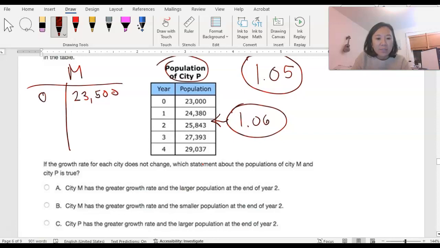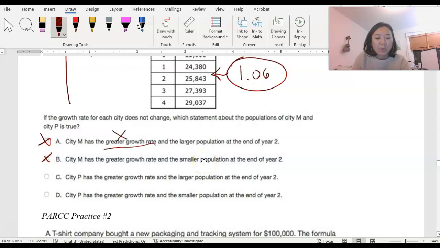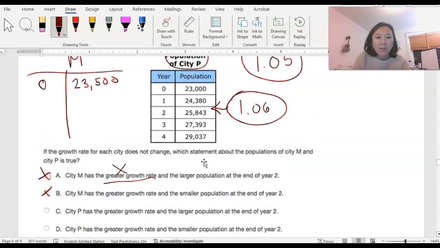So it says which one has the greater growth rate. It says city M has a greater growth rate. We already know this part is not true. So this cannot be true because city P has a greater growth rate. City M has a greater, nope, also not true. City P has the greater growth rate and the larger population at the end of year 2.